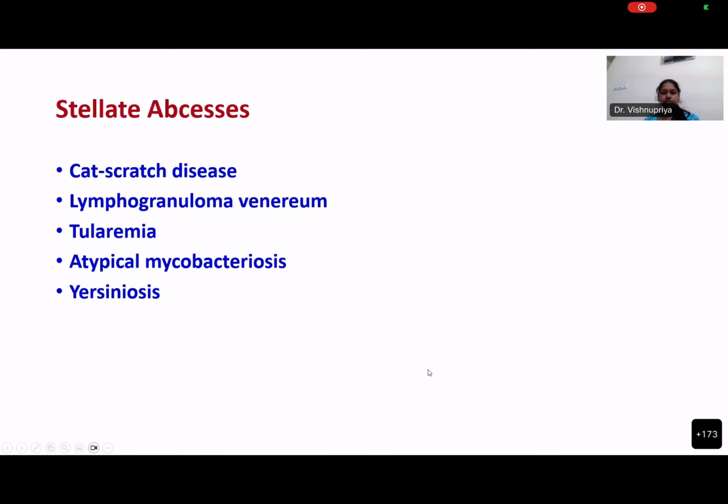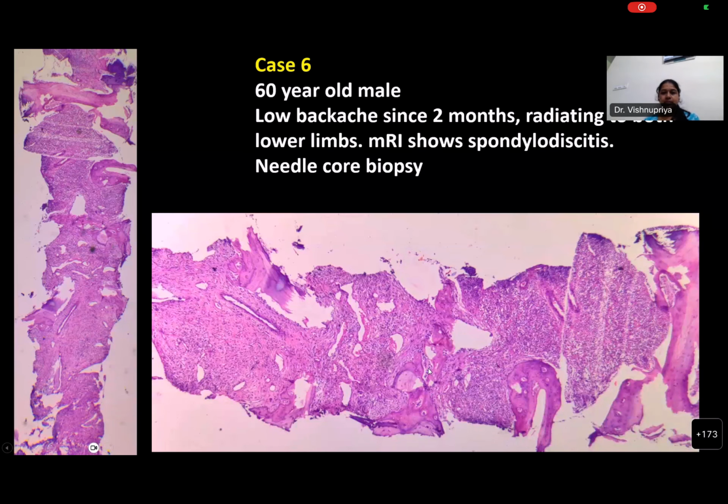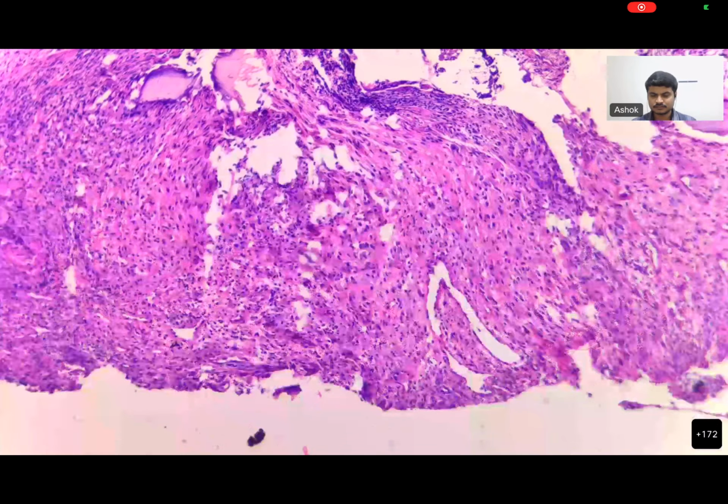Okay, so next case. I think Vishnu can do this also. Sir, this shows fragments of fibrocollagenous tissue with dead and viable bone, along with inflammatory cell infiltrate.